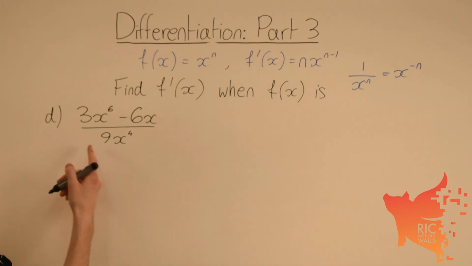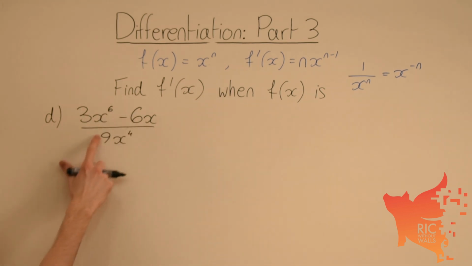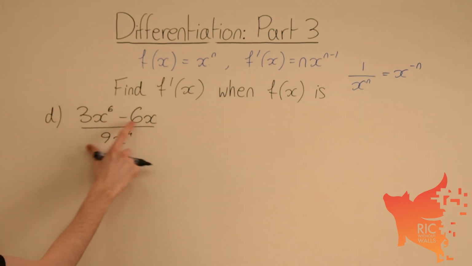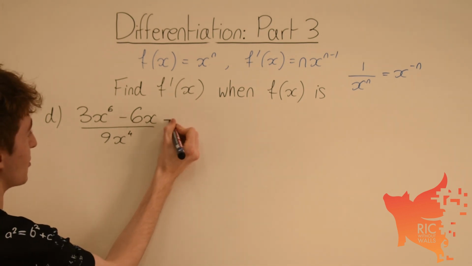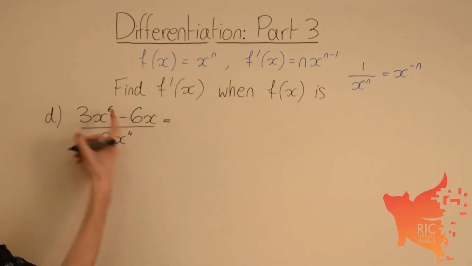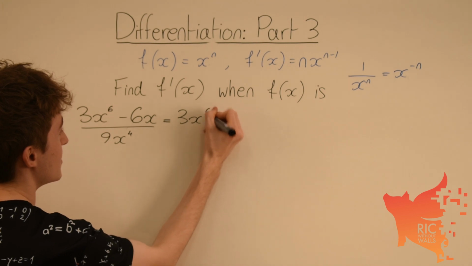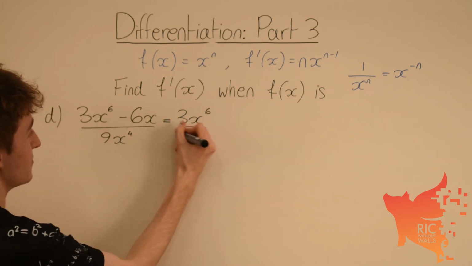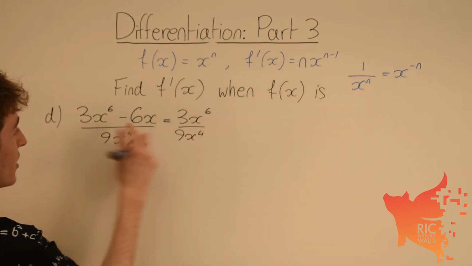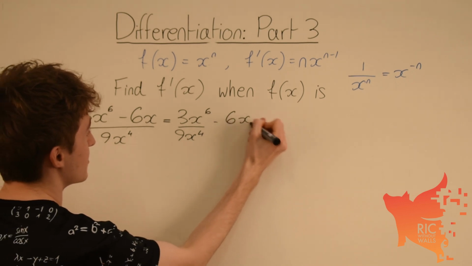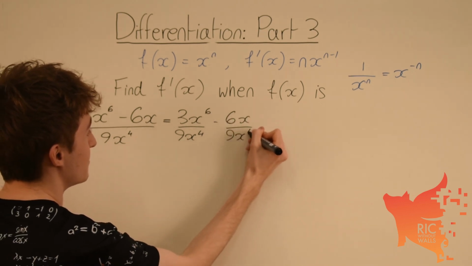Well, what we've got to do is split up this whole fraction using this common denominator by looking at the two terms on the numerator. So that's going to look like the following. We're going to have 3x to the 6 divided by 9x to the 4, and then minus 6x over 9x to the 4.